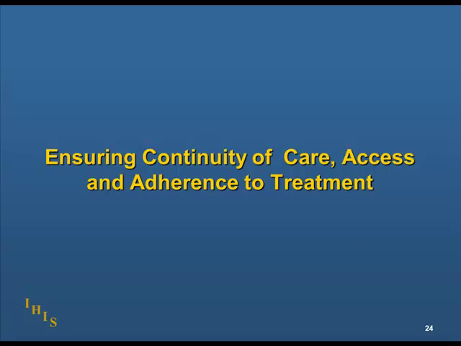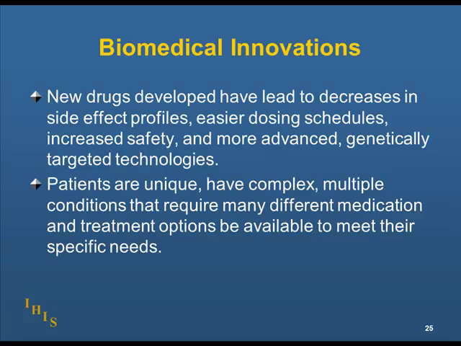So how do we ensure continuity of care, access, and adherence to treatment? Most of you here from the industry are pretty familiar with all the biomedical innovations. We've had a lot of new drugs developed in the last 10 or 15 years. They have lower side effect profiles, they have easier dosing schedules, they have increased safety profiles, they're genetically targeted technologies, and that's important because these patients are very complex. They have a lot of complex comorbid conditions, and we really need a lot of options to be available for them for treatment. And we need them to take their drugs, right? The best drugs in the world don't work unless you take them.